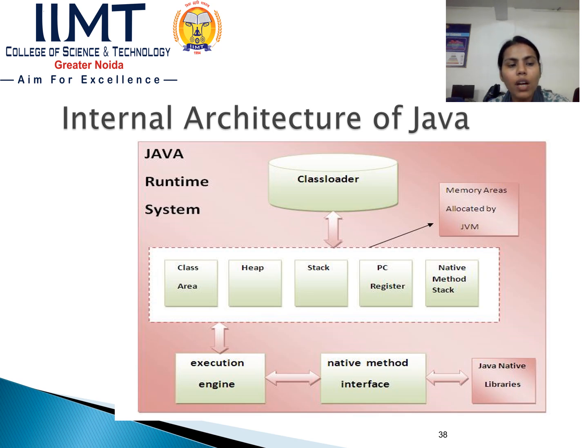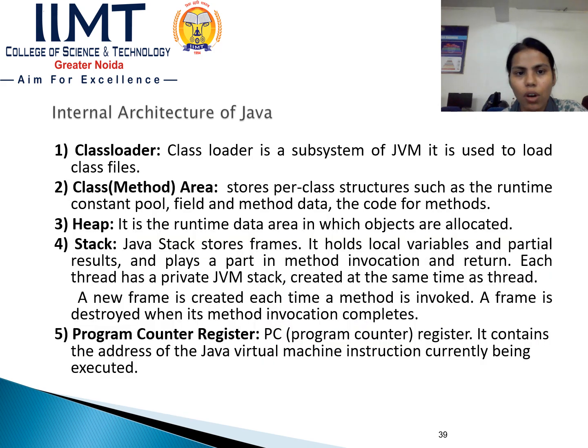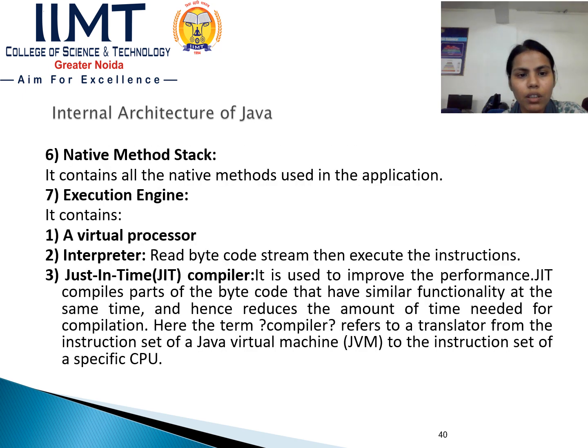Now, the program counter register. The register contains the address of the Java virtual machine instruction currently being executed. Native method stack contains all the native methods used in the application. Execution engine contains the virtual processor, interpreter, and just-in-time compiler. Java Native Interface is a framework which provides an interface to communicate with other applications written in other languages like C, C++, assembly, etc. This is the whole description of the architecture.